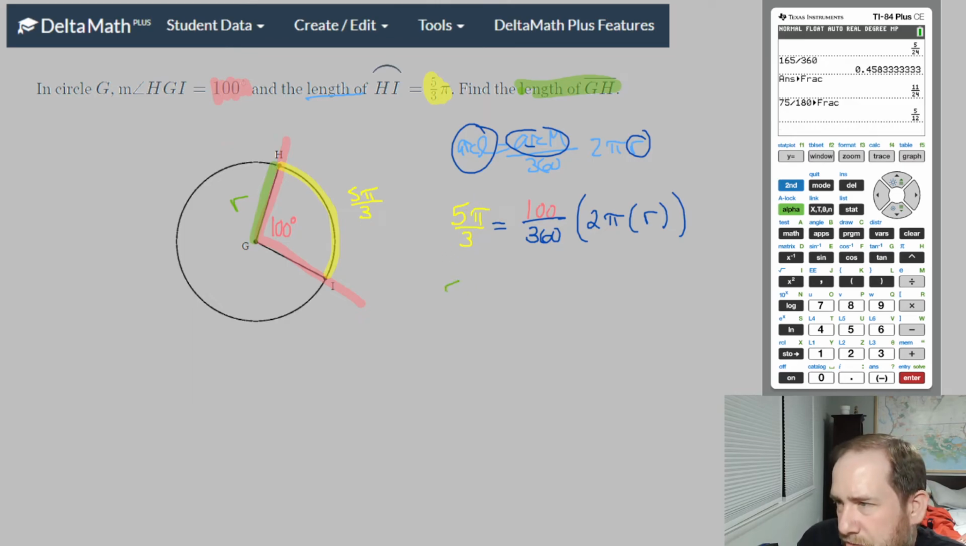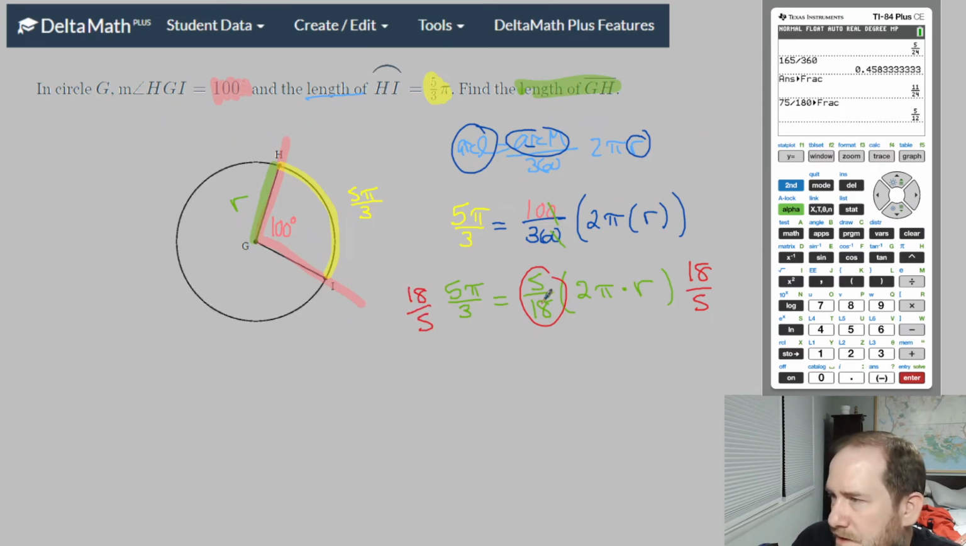The 5 pi over 3 you would just bring down. There's nothing to do with that for the moment. I would reduce this. These are both divisible by 2. So 5 over 18. I guess that's the best we can do. And then you've got this 2 times pi times the radius that we want to solve for. What would I do from here? I would remember that multiplying by the reciprocal of this will cancel it out. So I think pretty much right away I'm going to just multiply by 18/5.